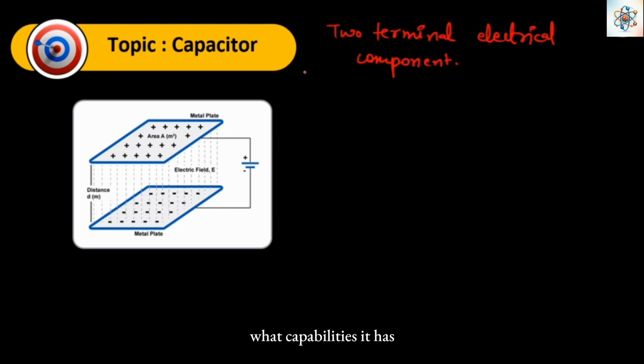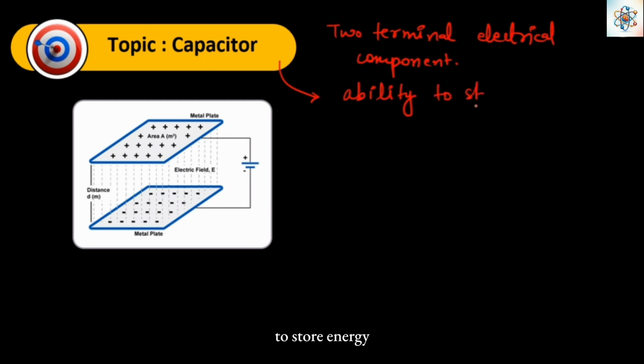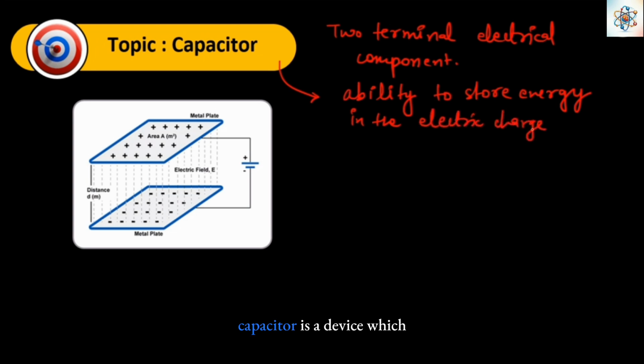What capabilities does it have? The major capability it shows is the ability to store energy in the form of electric charge. A capacitor is a device which actually stores electrical charge as a form of energy.